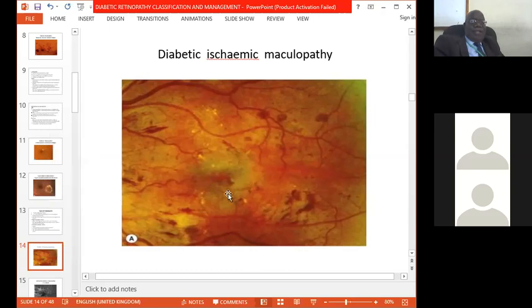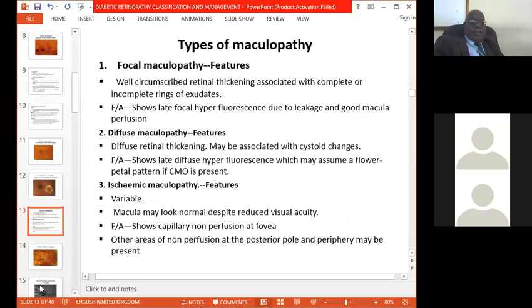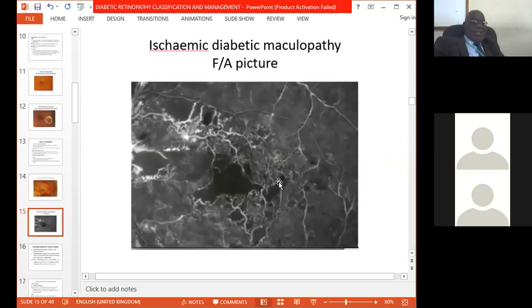This is the fovea area. There are hemorrhages and the rot, but by looking at the picture, you cannot say it's ischemic maculopathy until a fluorescein angiography has been done, which will show non-perfusion. Then you can say this is ischemic maculopathy. As I was saying, you can see these are areas of non-perfusion.